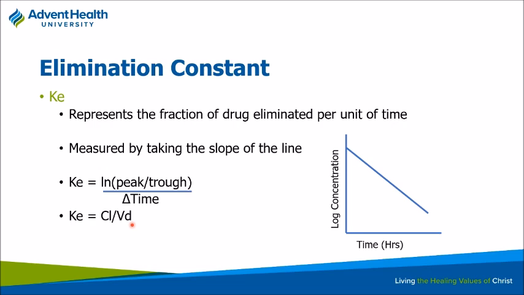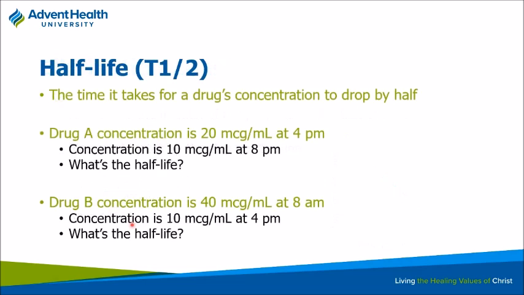And so again, looking at the Ke, I'm going to factor this into actually how I get my half-life for the drug. So as I mentioned, the half-life is the time it takes for the concentration to drop by 50%, okay? And so, for instance, if I have a drug at, say, 4 p.m. that has a concentration of 20 micrograms per ml, the concentration at 8 p.m. is 10 micrograms per ml. What's my half-life? 4 hours, right?